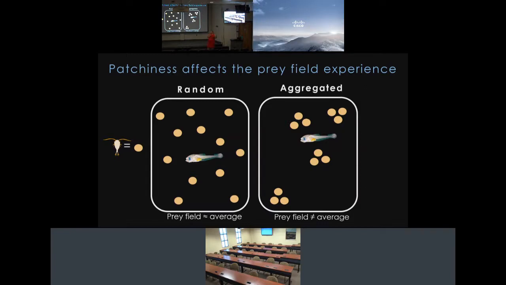So if prey items, for example, are randomly distributed, then our net sample probably would be a good way to look at the average sample of prey field. But if they're patchy, then the average density that we have would be a terrible way to get at that, because that's not a real representation of what's happening in the water column.